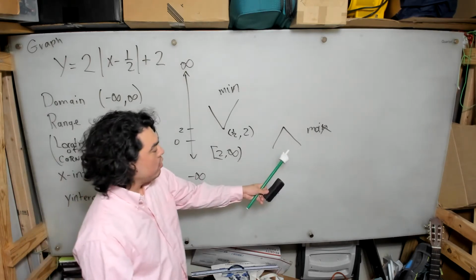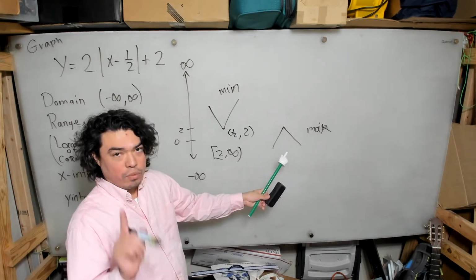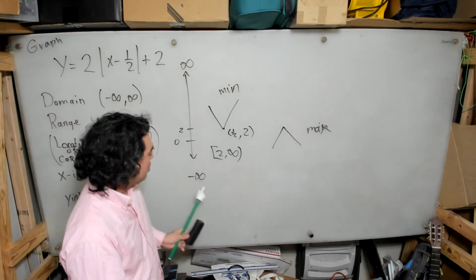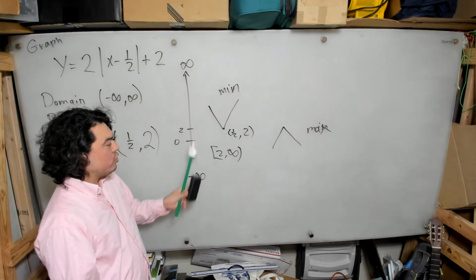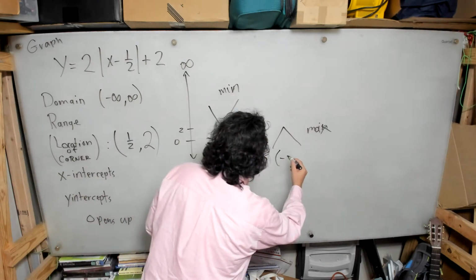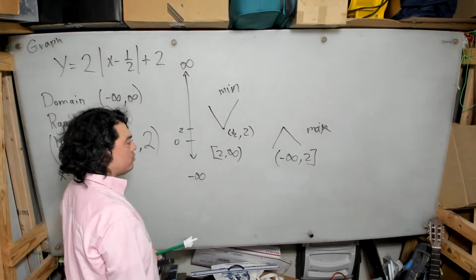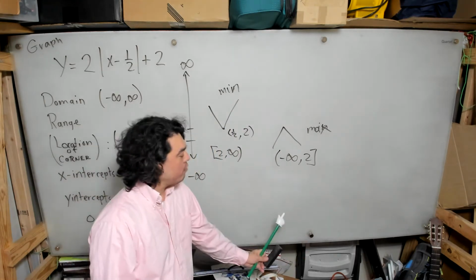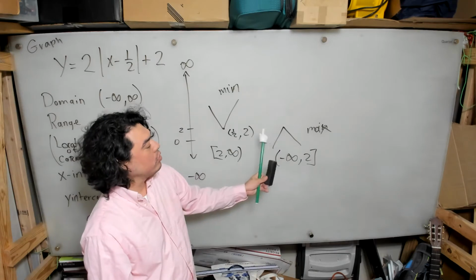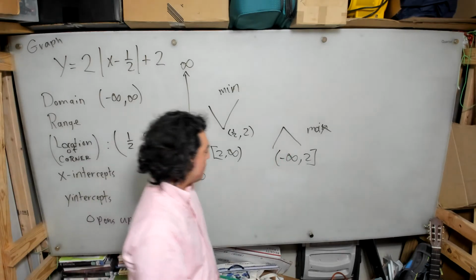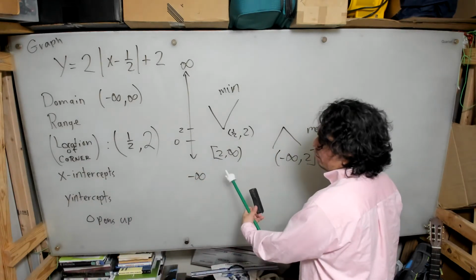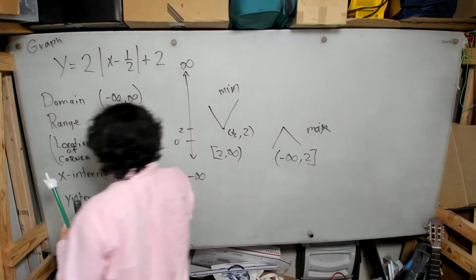Now over here, if this had been the case, which is not, the range would have been from negative infinity to 2, so it would have looked like this, okay? Because it would start from the bottom, negative infinity, and go all the way up to 2, okay? So let's write down the solution to ours, which is from 2 to infinity, like this.